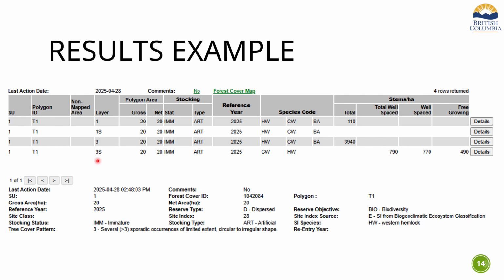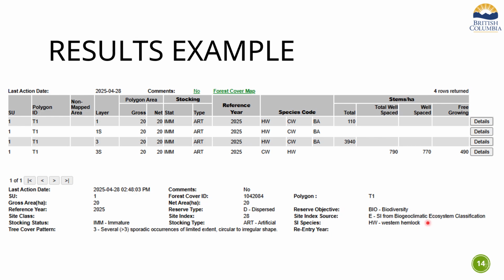Reporting into layer 2 or 3 will be most common at free growing, whereas reporting into layer 4 will be most common at regen delay unless significant advanced regen was retained during harvesting. Then if you click any of these details tabs, the polygon component will pop up. That's this section. Everything that's been filled out in this example is mandatory. The most common missing elements, which are legally required if the stratum is multi-layer, are tree cover pattern, reserve type, and reserve objective. And I went over these fields in the last video.